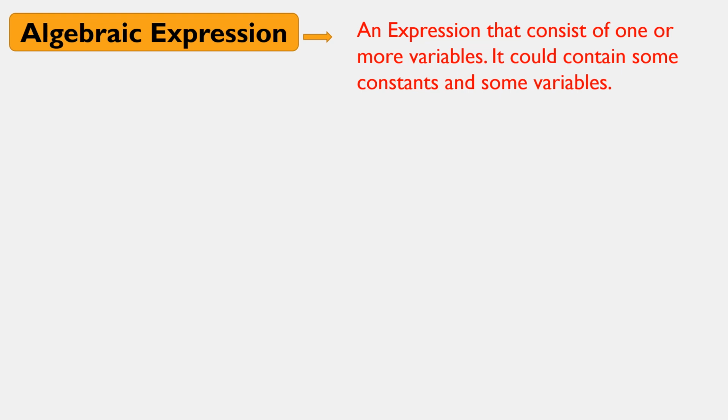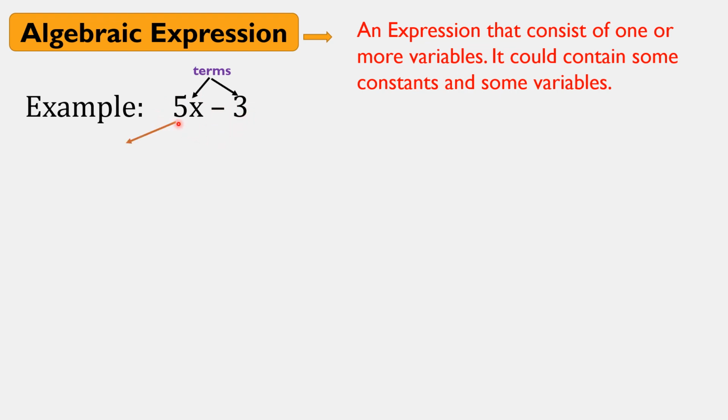An expression that consists of one or more variables. It could contain some constants and some variables. In short, an algebraic expression means an expression that contains variables and constants. Okay. One example I've taken, students, can you see 5x minus 3? Now students, this 5x and minus 3 are known as terms. These are the terms of the expression. So here two terms are there.